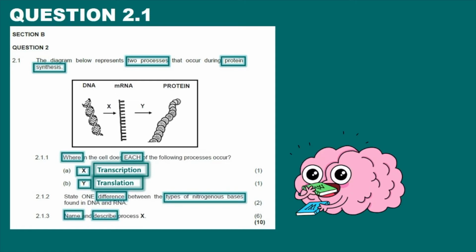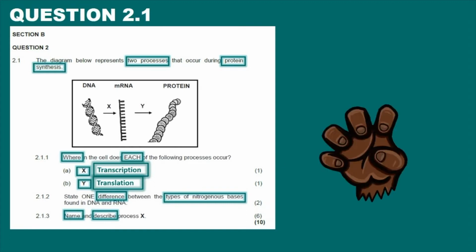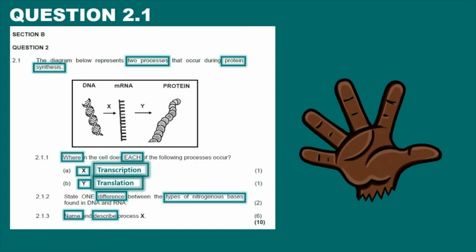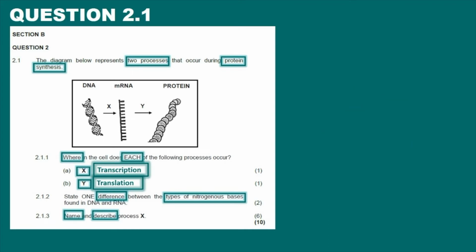But very important, there will be a compulsory mark given to the name of the process. So the name for X will be transcription, and that 1 mark is compulsory. Then to describe the process, there will be 5 marks left for you to describe the process X that takes place in protein synthesis.